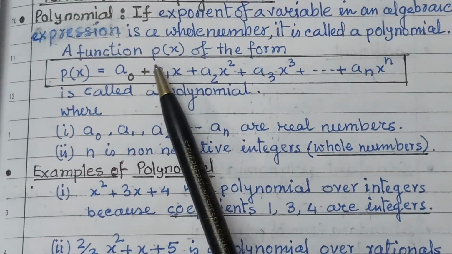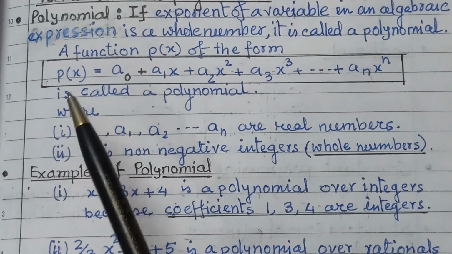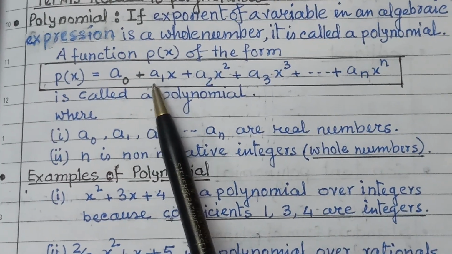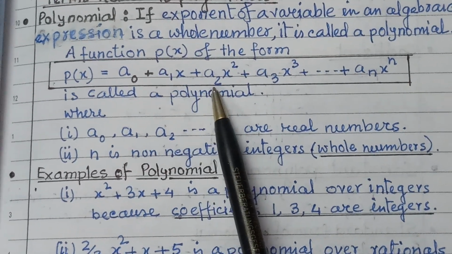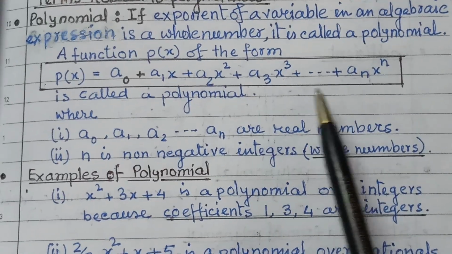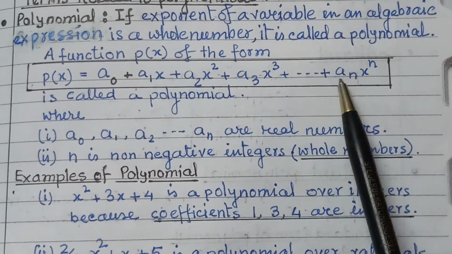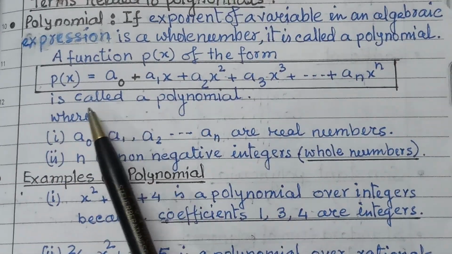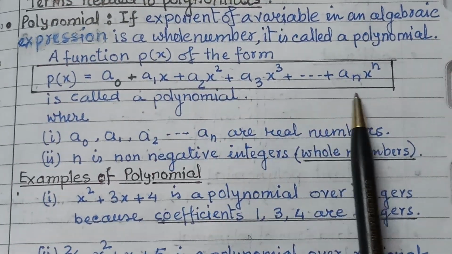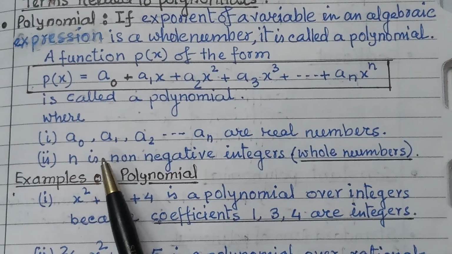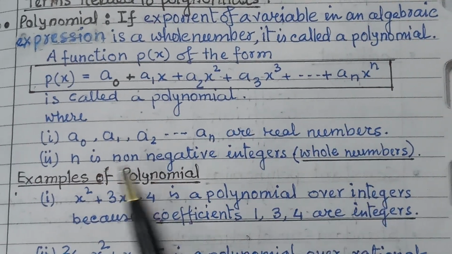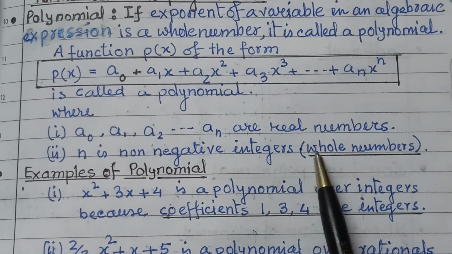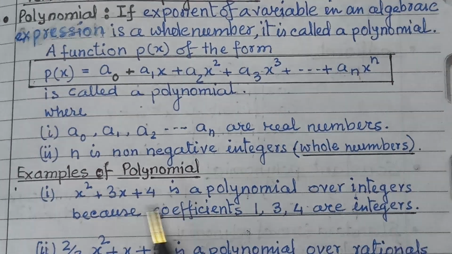A function p(x) of the form a0 plus a1x plus a2x square plus a3x cube and so on up to an x to the power n. This is the general form of a polynomial, where a0, a1, a2 are real numbers and n is a non-negative integer, that is, a whole number.